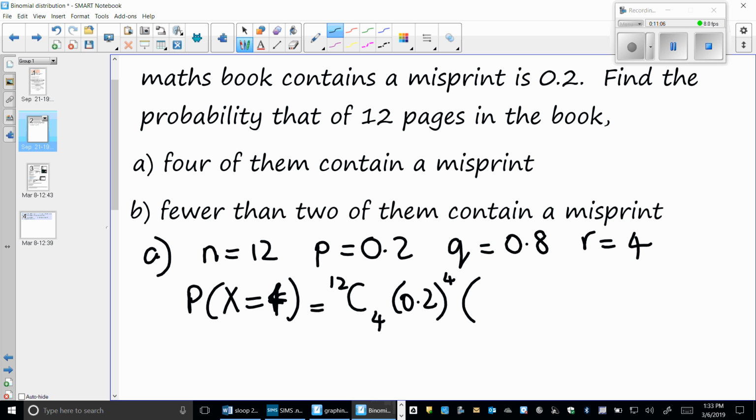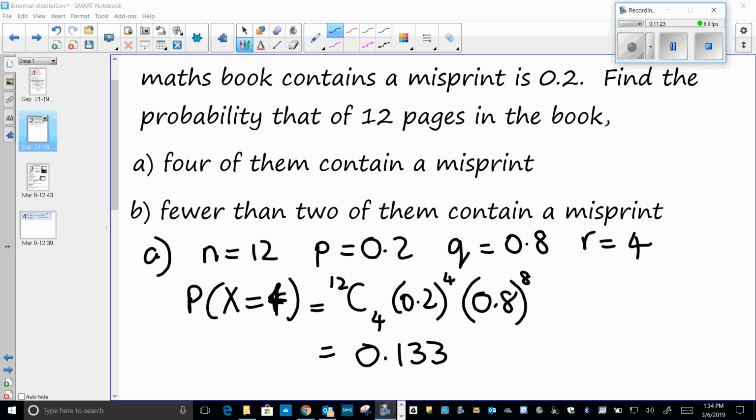And then it's 0.8 to the power 12 minus 4, which is 8. And we're going to chuck that in our calculators. All right, so thanks, Shelby, for that answer. You're welcome. Yeah, so I just did the total answer.